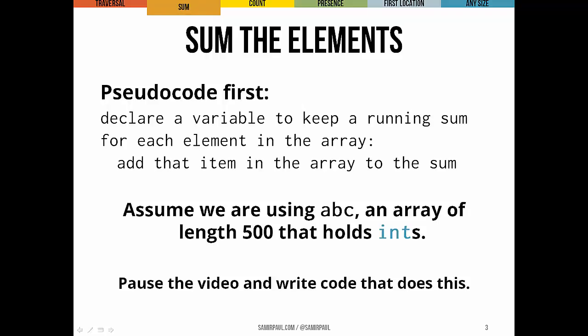So first, let's think about some pseudocode. We want to have a variable that keeps a running sum for us, and for each element in the array, all we want to do is add that to the running sum. So what I'd like for you to do now is pause the video and take your best shot at a loop that does this. So please pause the video. I'm going to start up again in 1 second.